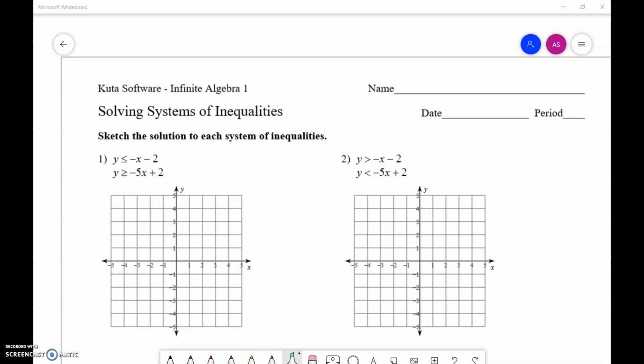All right, systems of inequality. So we just finished our systems of equations. So we've done systems and we've done inequalities earlier in the year. So we're pretty much just putting those two things together.